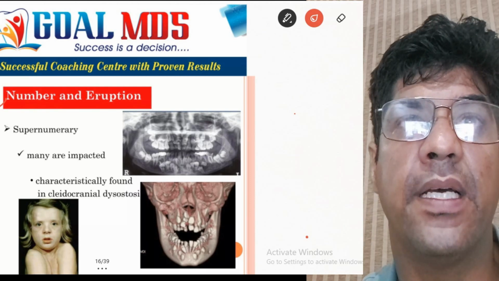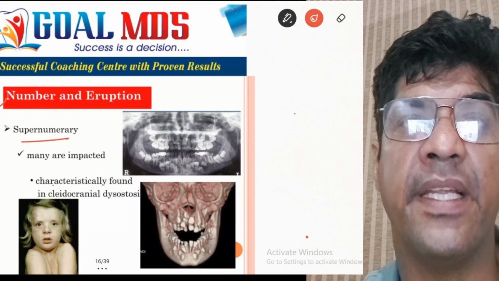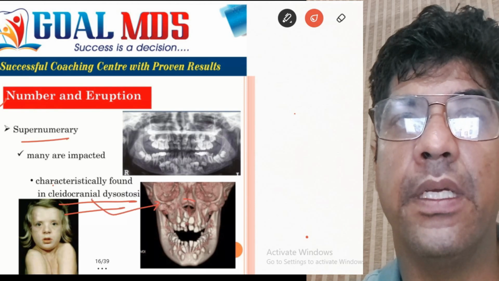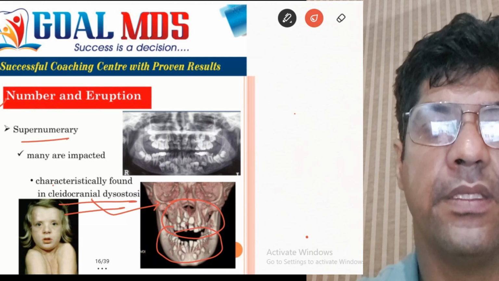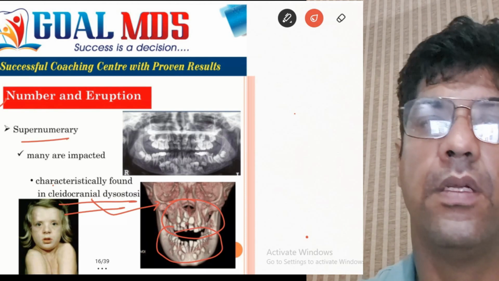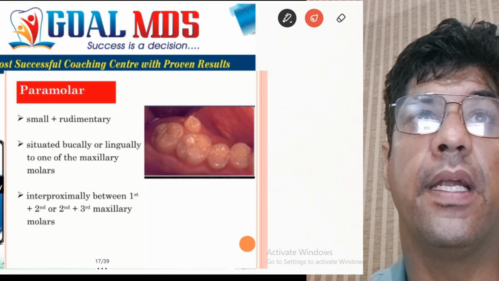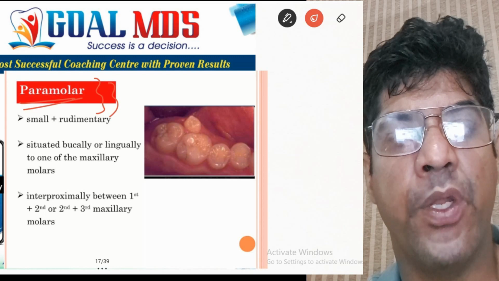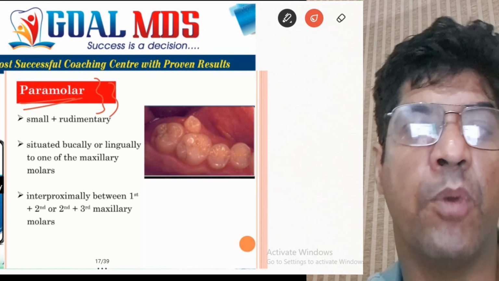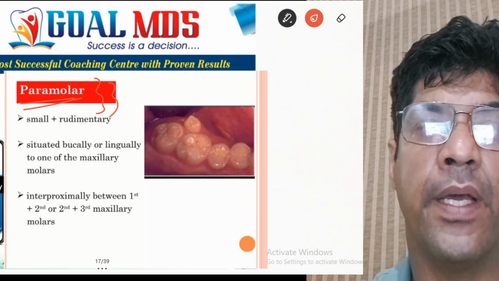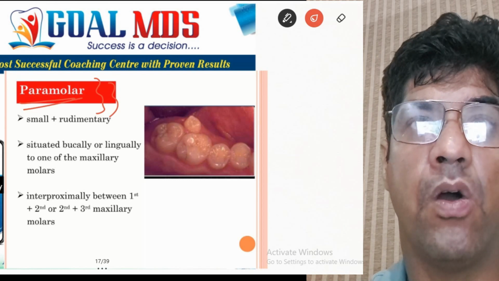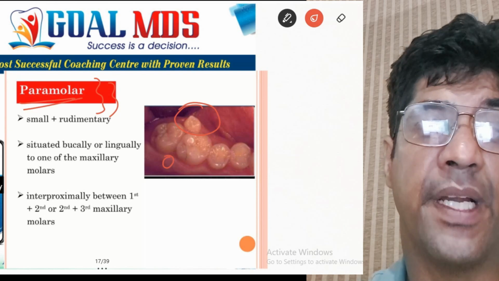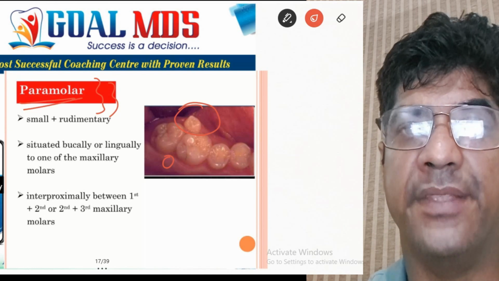Supernumerary teeth may be seen in various syndromes, like you can see here, cleidocranial dysostosis, where you can see multiple teeth. The other terminology is paramolar. The paramolar is a type of supernumerary tooth that forms next to the molar teeth. It can appear on the buccal surface, the cheek side, or the lingual side, the tongue side, of a molar tooth.